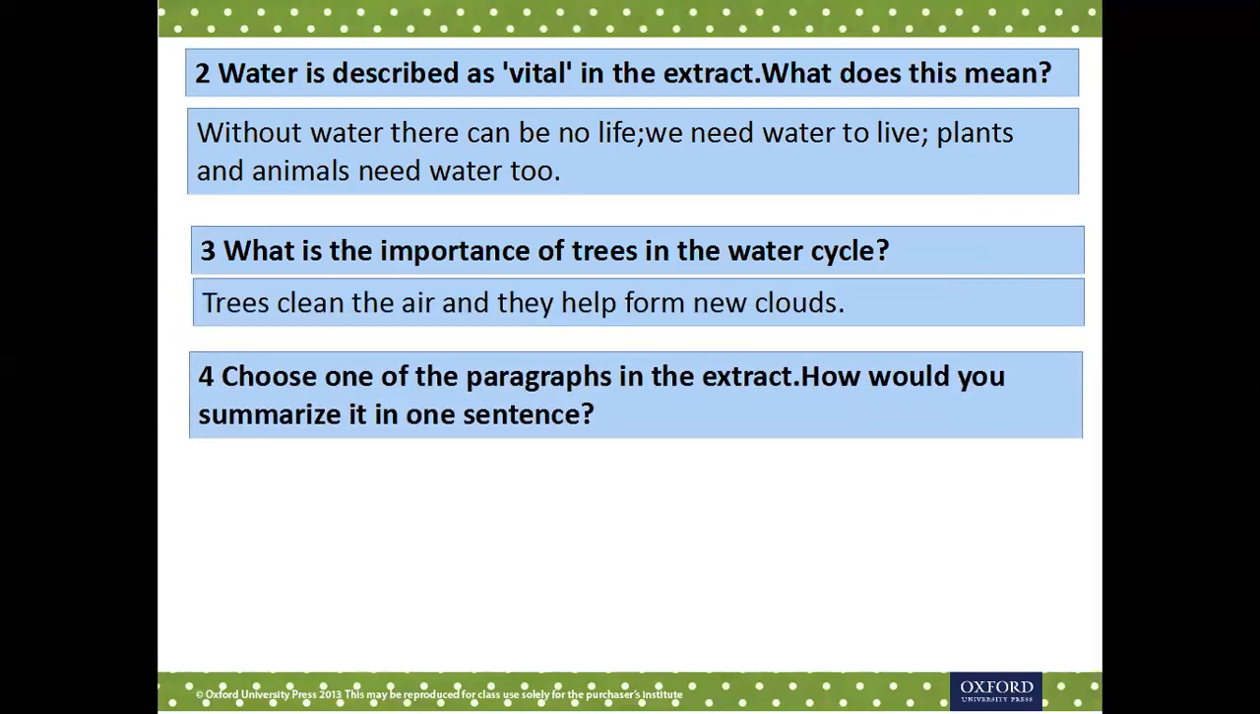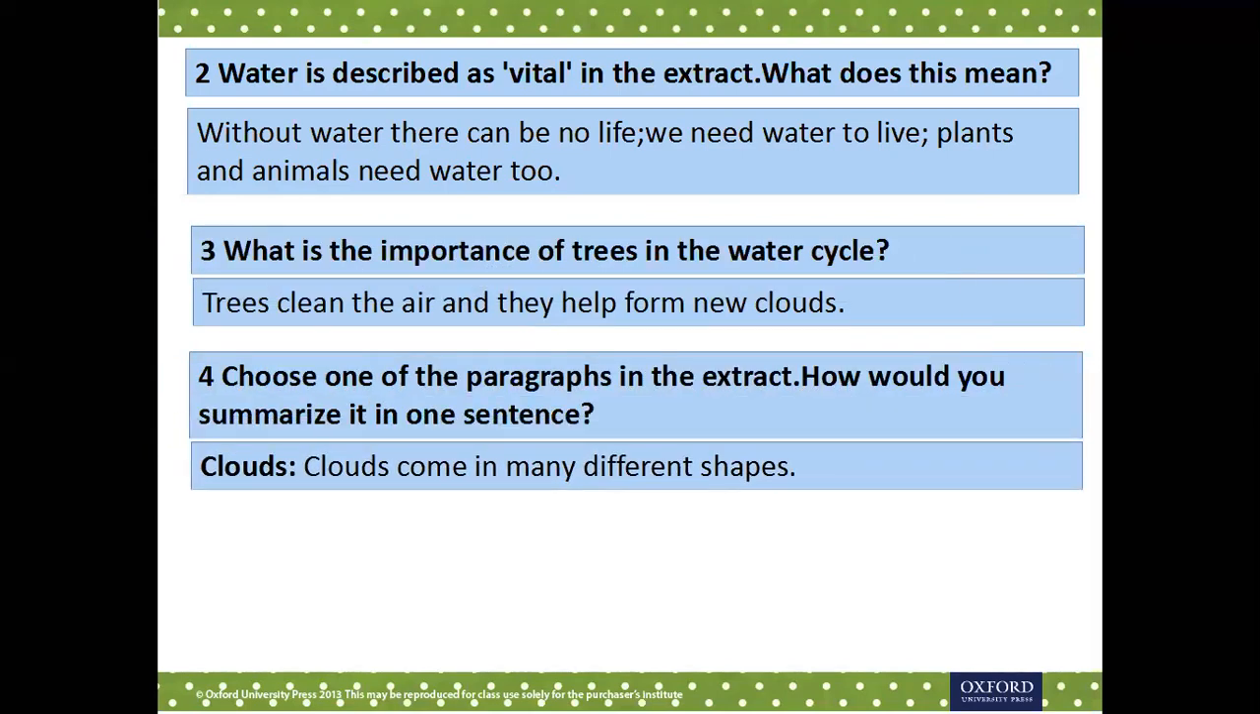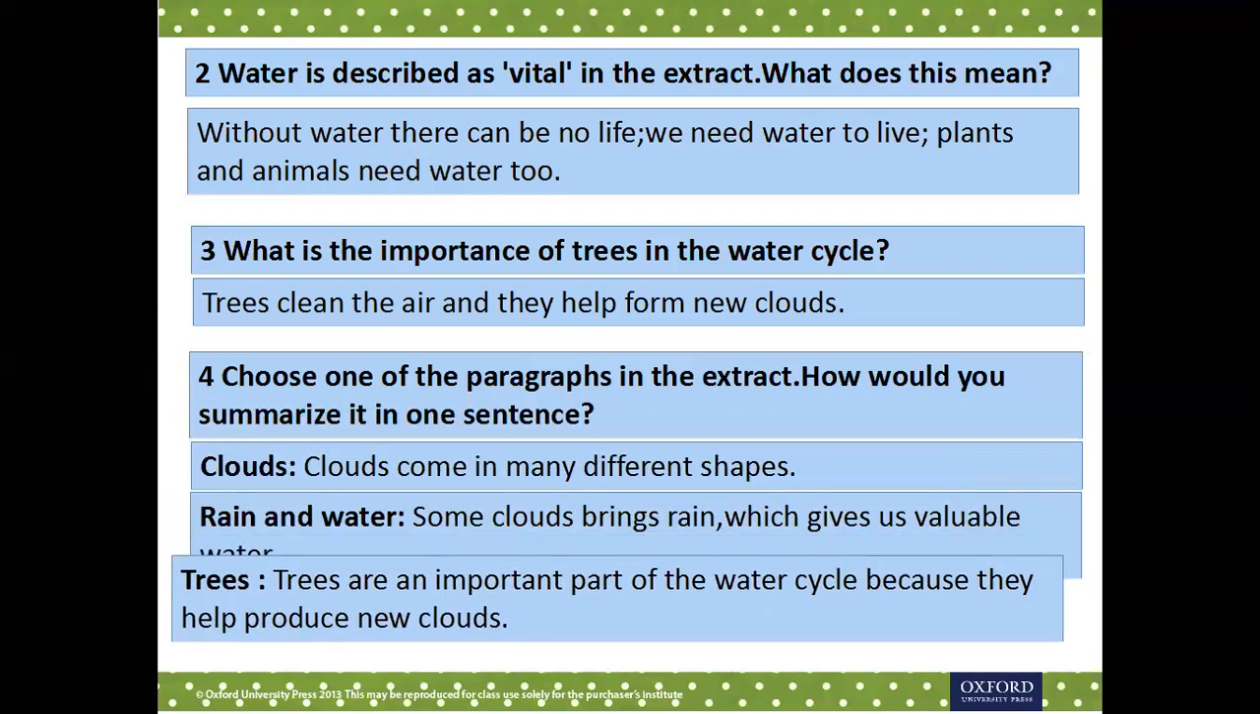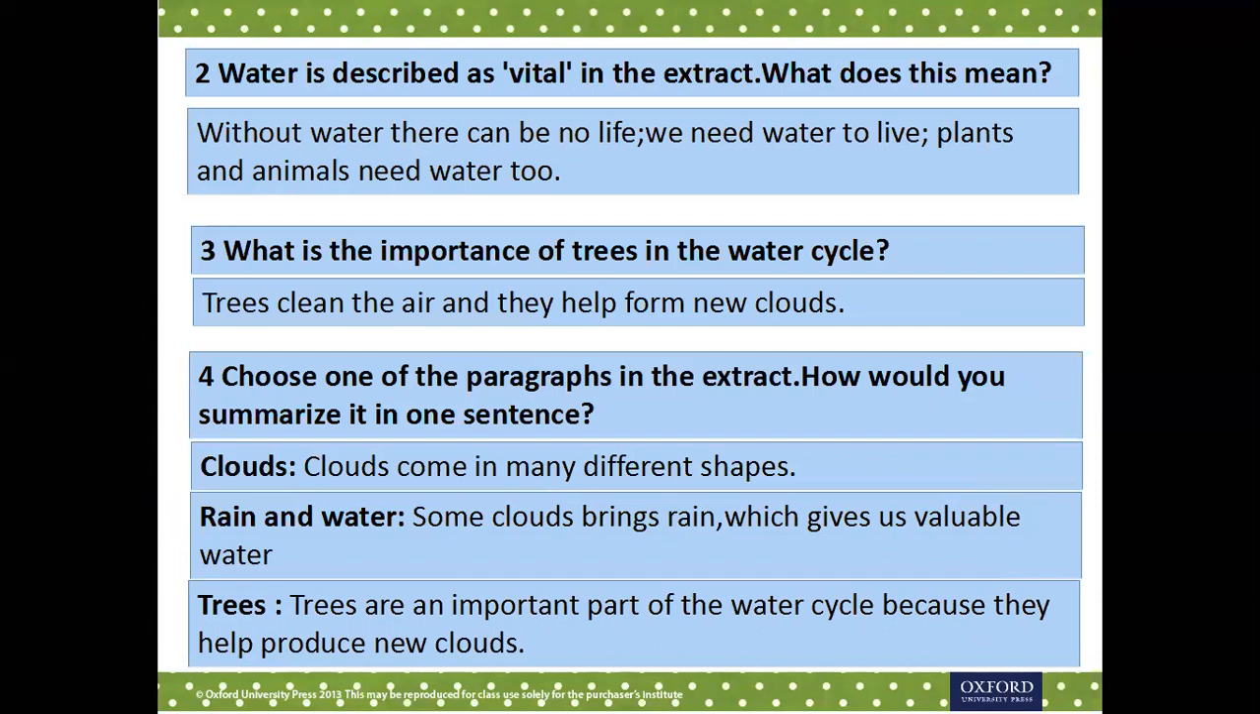Let's go to number 4. Here we have how many paragraphs? Three paragraphs in the extract: 1, 2, 3. We're going to take each paragraph and summarize it in one sentence. So follow along with me. The first paragraph, clouds: Clouds come in many different shapes. The second one, rain and water: Some clouds bring rain, which gives us valuable water. The last paragraph, trees: Trees are an important part of the water cycle because they help produce new clouds.